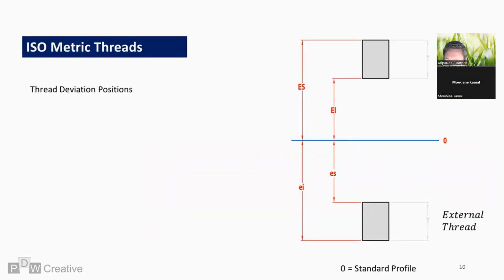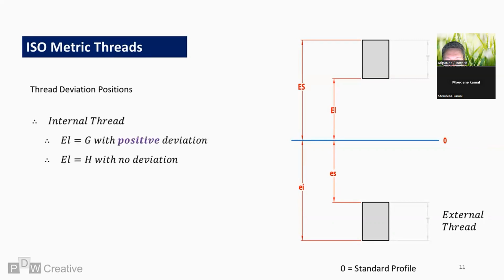The image on screen now shows how thread deviation works. Let's consider the blue line or zero line as the basic thread profile. Both internal and external threads may deviate, but this deviation must be in opposite directions away from the basic profile zero line. In regards to the internal thread, deviation is above the zero line, and so is considered positive. Capital ES and EI mark the deviation.